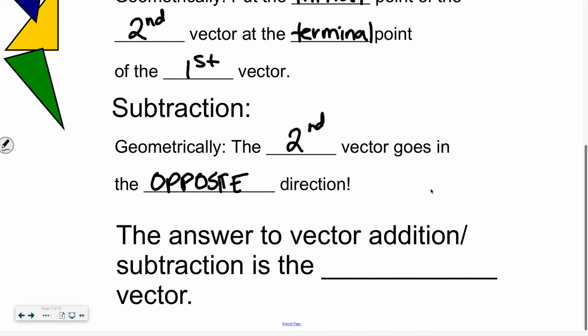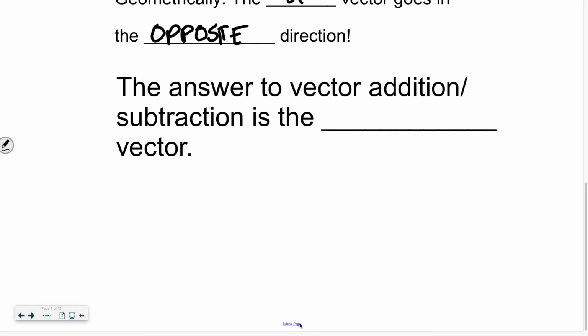Now, the last thing there for adding and subtracting is how the book will sometimes refer to the answers of vector addition and subtraction. They call it the resultant vector. So that's a good one to make sure you read over a few times. Sometimes when you get to directions and the book is saying something like give the resultant vector, and you're like, what the heck am I supposed to be doing? It's just asking you to add and subtract. So resultant is just the answer to adding and subtracting vectors.